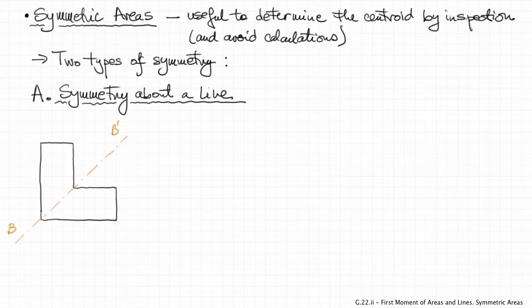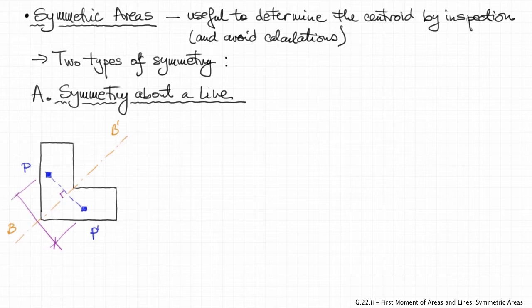And you can see, before we talk about the actual theoretical concept of symmetry, that if we fold this figure along BB prime, the two halves, the two portions of the figure will perfectly overlap. So that means this figure is symmetric about this line, this axis, BB prime.